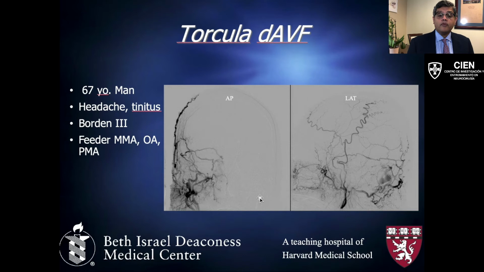This is an example of a torcular dural AV fistula. He's a 67-year-old male who came in with tinnitus, Borden type 3. He had a feeder from a middle meningeal artery and an occipital artery and from the posterior meningeal artery. So if you look at the AP view, you can see the location of the fistula is over here. And on the lateral view, you see the middle meningeal artery coming up here. And you can see that goes posteriorly, and then you see the draining vein here. You see there's some supply from the occipital artery. There's also some supply from the posterior meningeal artery, which you do not see on this image.